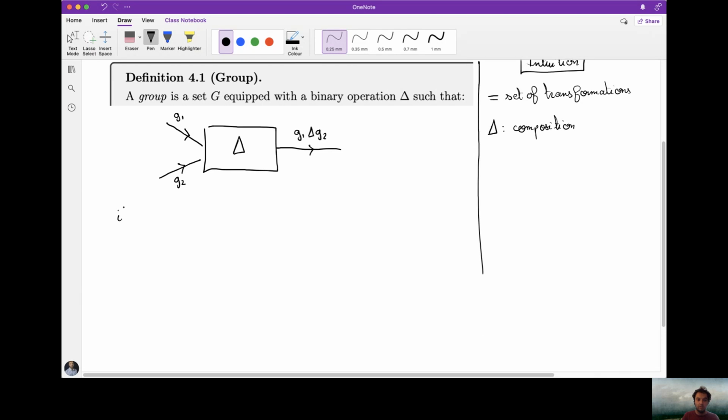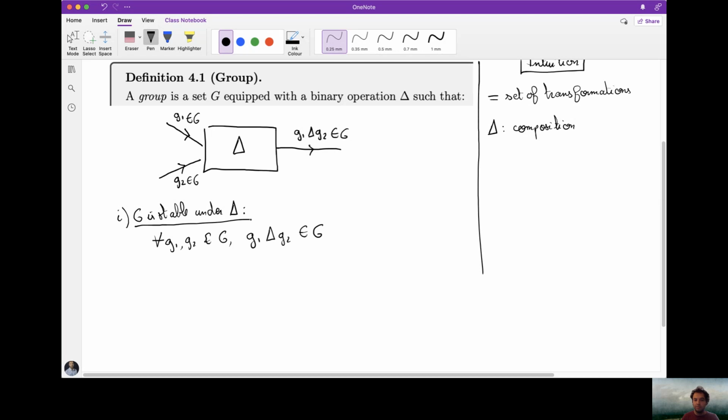And the first one is that G should be stable under delta. Okay, so what does this mean? It means, if we look at the diagram here, that if we put as inputs 2 elements of the set G, then the output should again be an element of G, okay? If you write this with quantifiers, it's for all G1 and G2 that belong to G, then the output G1 delta G2 is again an element of G, okay?